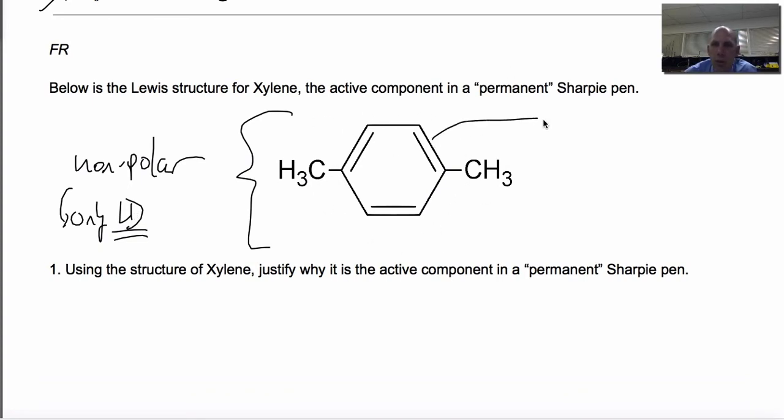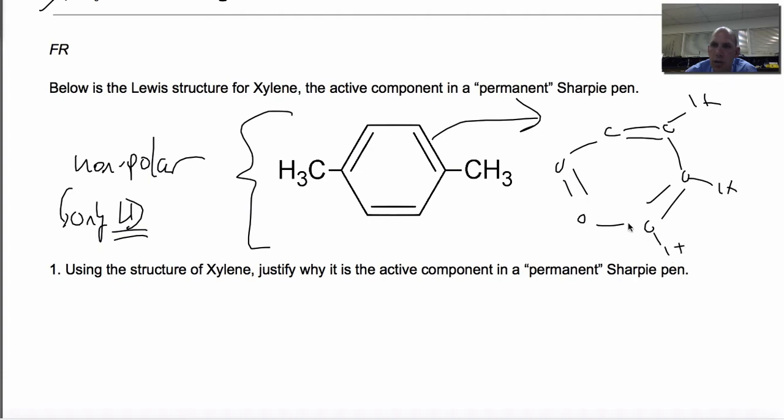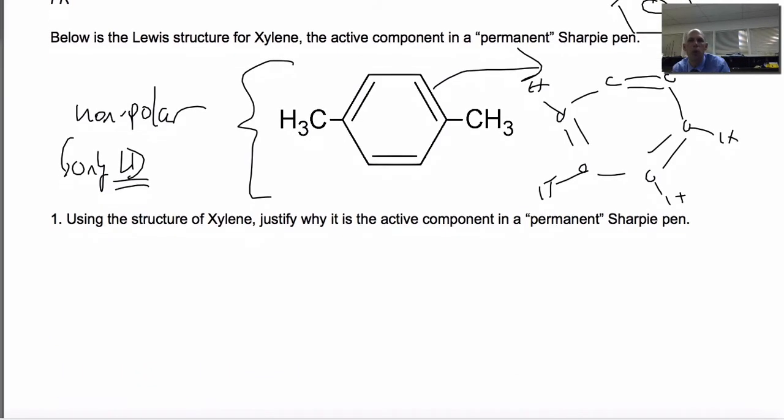If you're interested in what that is, that's just a bunch of carbons connected like that with double bonds around like that, and then the hydrogens coming up. So it's a bunch of trigonal planar carbons, and we call that a benzene ring. It's got strong resonance. Sometimes you'll actually even see it drawn like that with just a circle. So using the structure of xylene, justify why it is the active component in a permanent Sharpie pen.